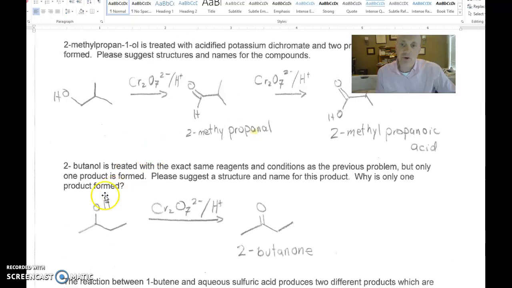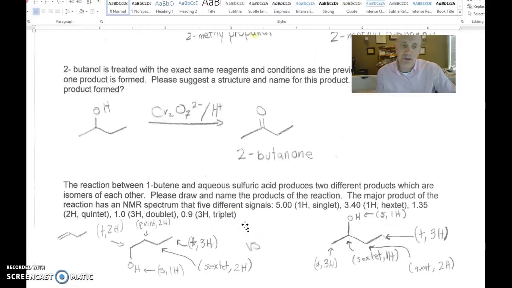But if we use this as a starting material, you only get one product. The reason for the difference is that this is a secondary alcohol, and it can get oxidized up to a ketone. But once you're at a ketone, you can't oxidize up from that. So this would be the end of the line in terms of oxidation.